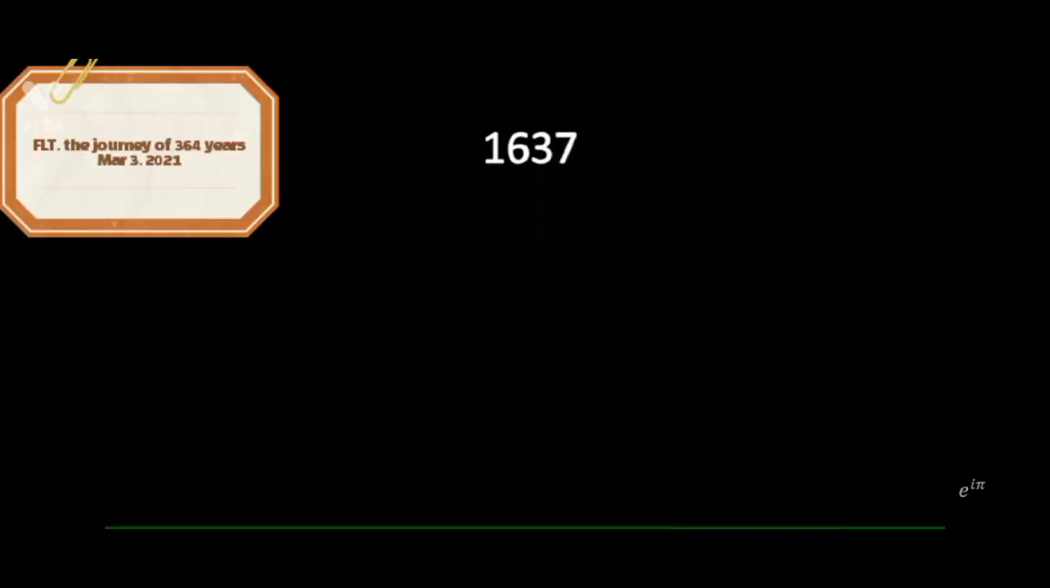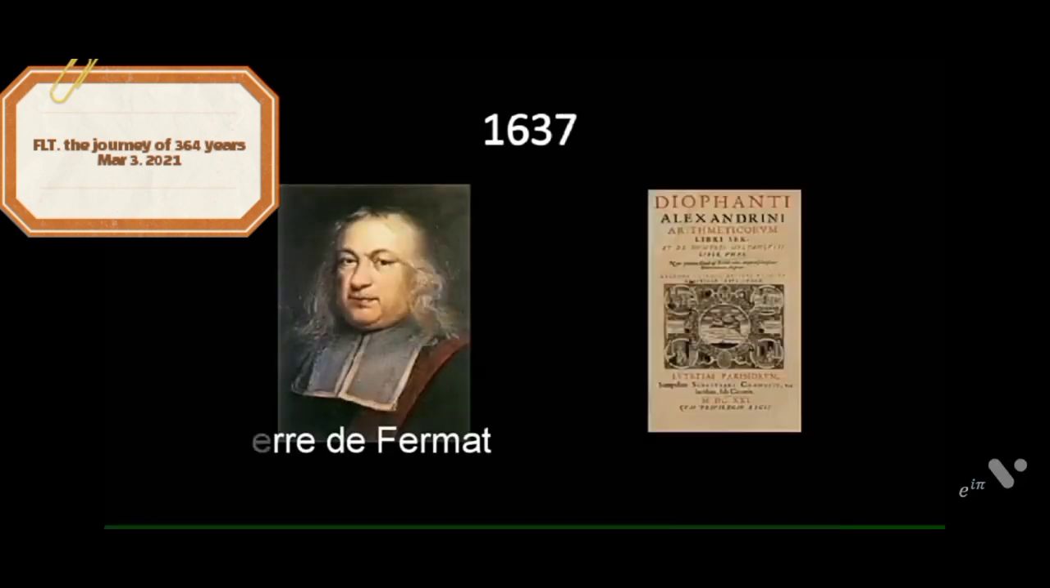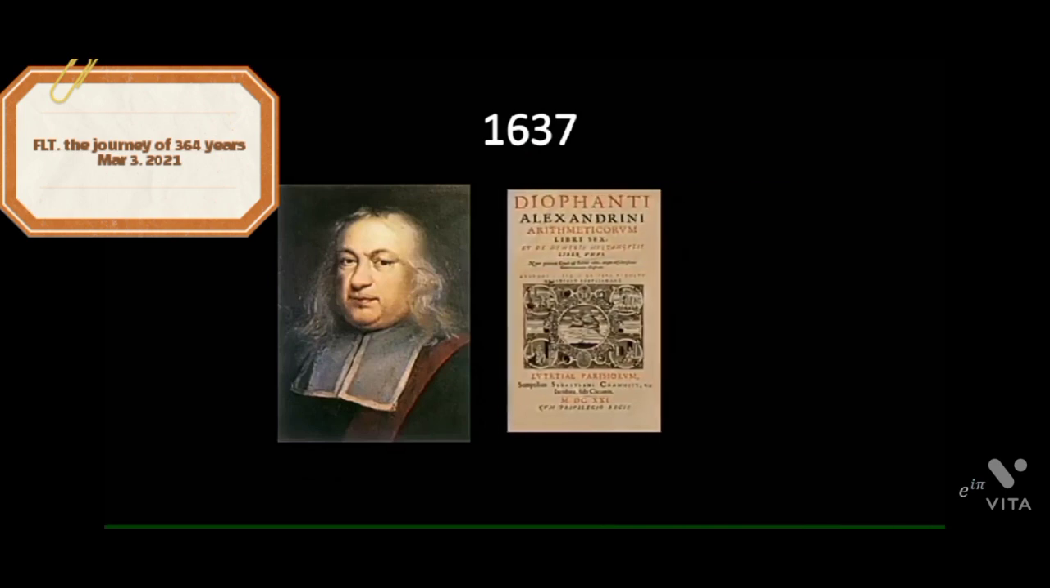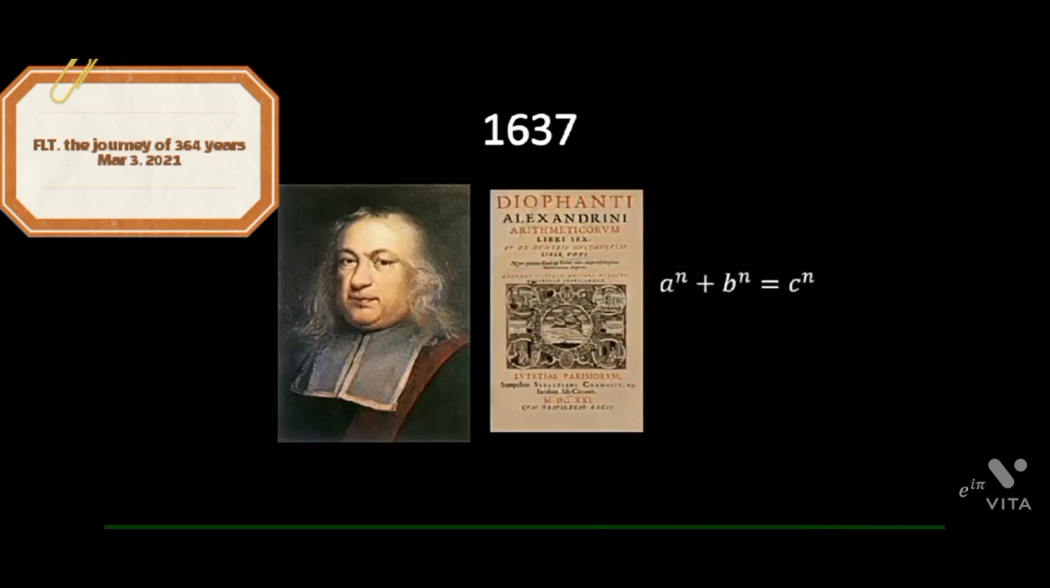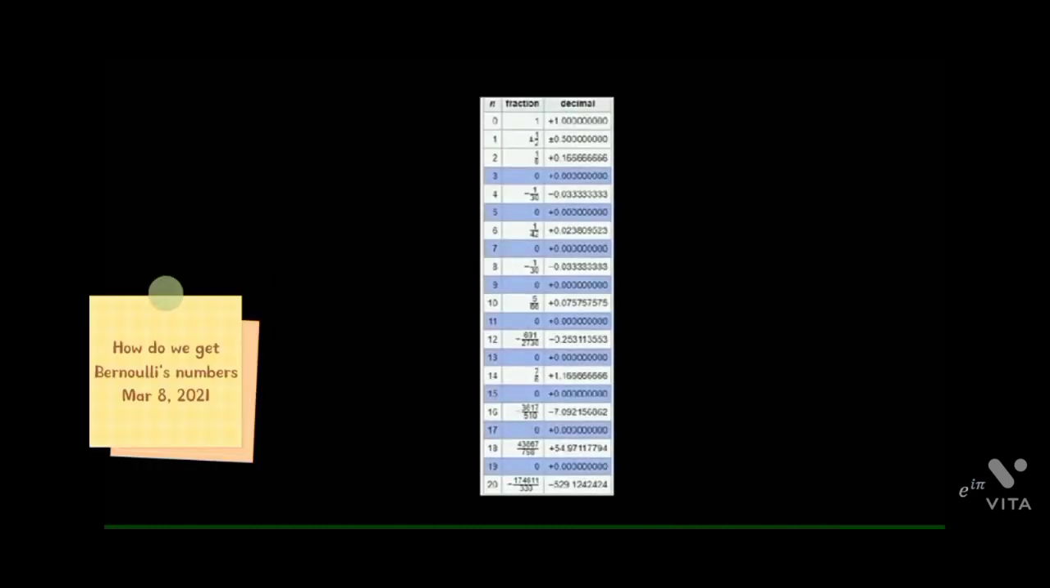The 17th century French mathematician and lawyer Pierre de Fermat wrote a very simple statement on the margin of the book Arithmetica by Diophantus. It said that the equation a to the n plus b to the n equals c to the n can have no integer solutions for integer values of n greater than 2, famously known as Fermat's last theorem. Do you watch my previous videos?